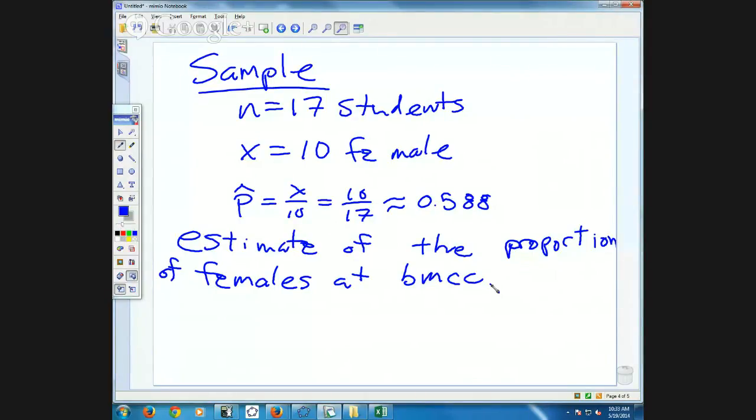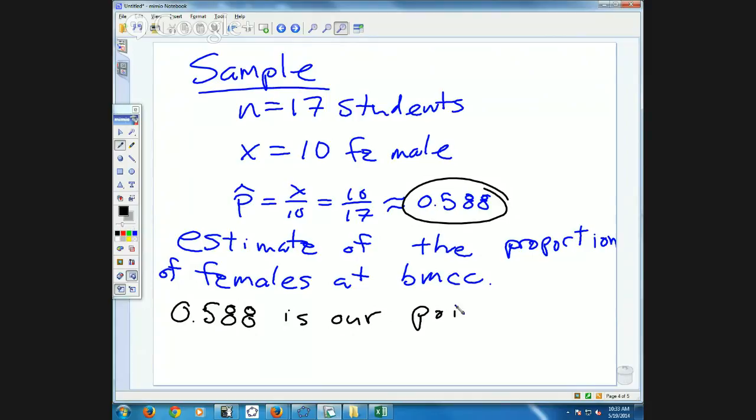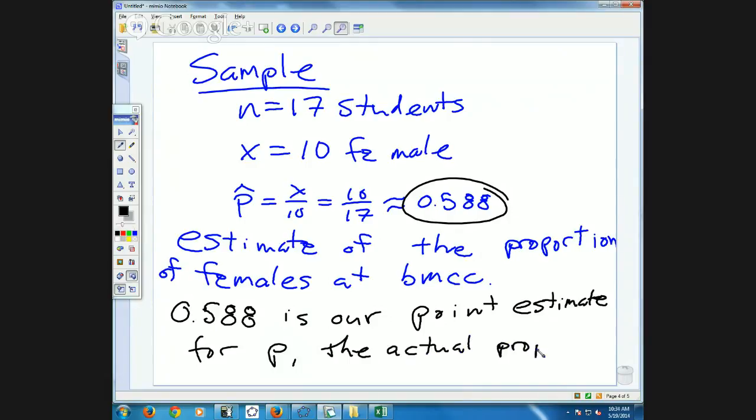Okay. When we do an estimation like this, the number right there is what's called a point estimate. So 0.588 is our point estimate for p, the actual proportion. So we have to really be careful. We've got to differentiate. p is the actual proportion of females that attend BMCC.